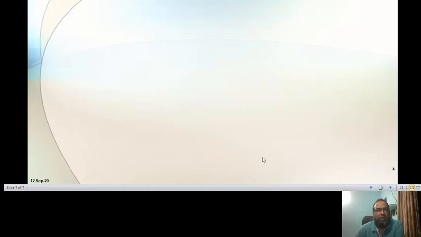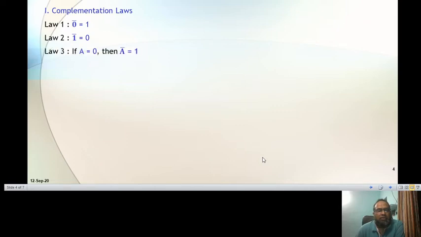Then he has the laws, a few laws are there. The first one is the complementation law: 0 bar is equal to 1 and 1 bar is equal to 0. The third law is if A is equal to 0, then A bar is equal to 1. The fourth law is if A is equal to 1, then A bar is equal to 0. Similarly, the double complement: A double bar is equal to A.